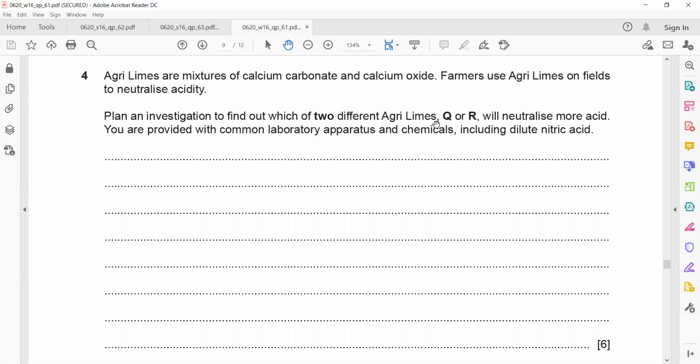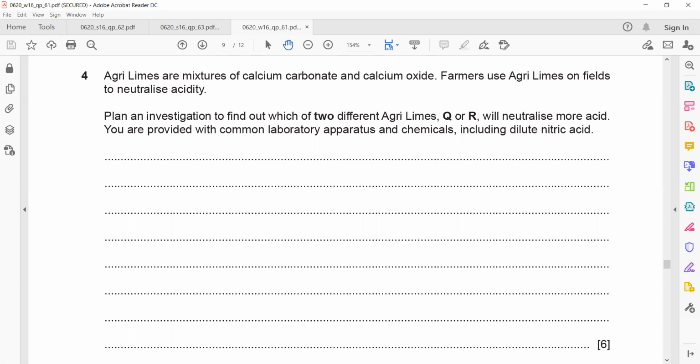So in this question, agri-limes are a mixture of calcium carbonate and calcium oxide. Farmers use agri-limes on fields to neutralize acidity of the soil. Plan an investigation to find out which of the two agri-limes, Q or R, will neutralize more acid. You are provided with common lab apparatus and chemicals including dilute nitric acid. So these are the chemicals available and you want to identify which of the two agri-limes Q and R will neutralize more acid.